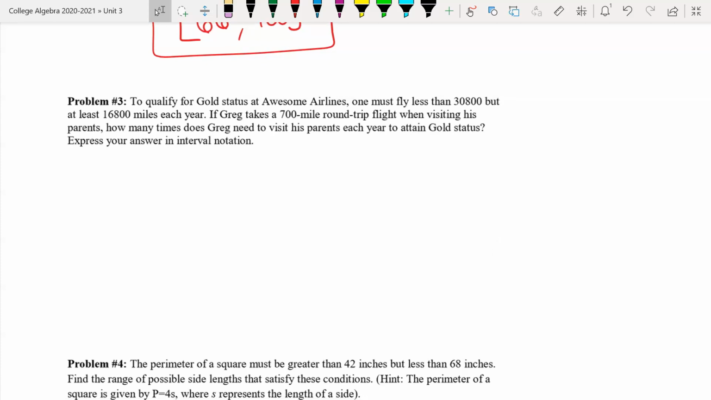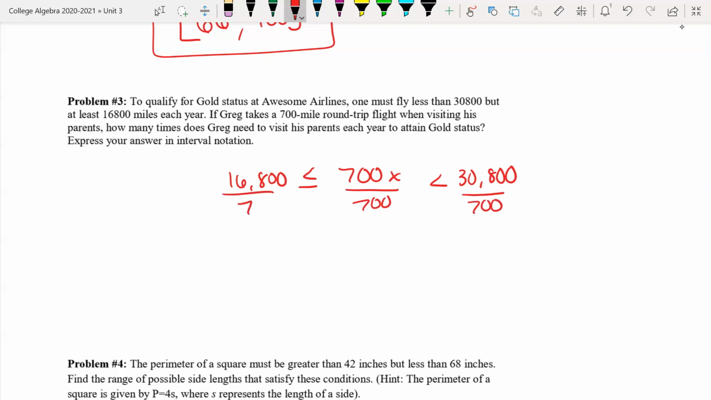To qualify for gold status at Awesome Airlines, one must fly less than 30,800 miles, but at least, so I need less than or equal to 16,800 miles. If he takes a 700-mile round-trip flight when visiting his parents, how many trips does he have to do that to obtain gold status? So I'm going to say 700x, right? Because that's how many times a round trip flight is 700 miles. So I'm going to divide both sides by 700.